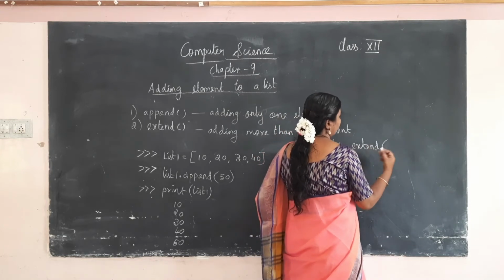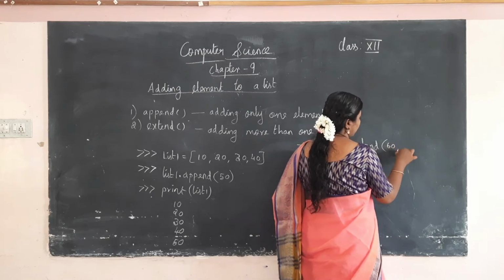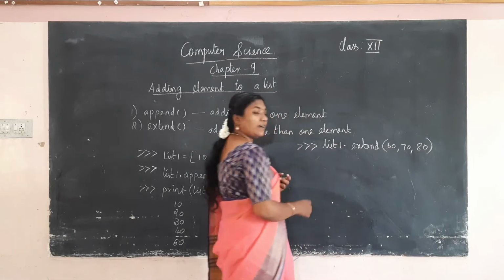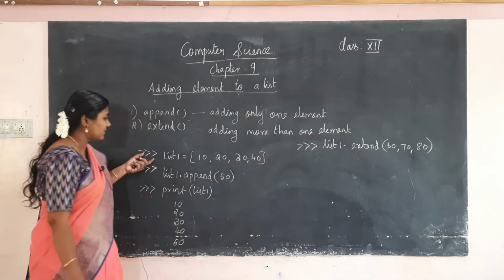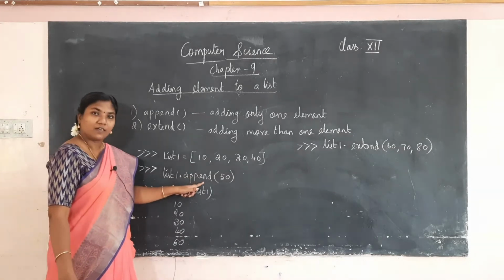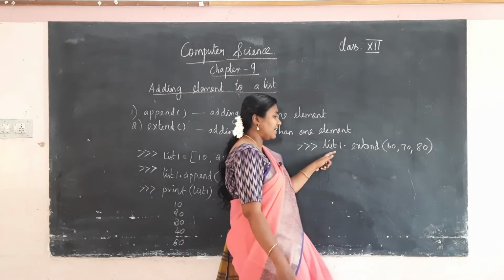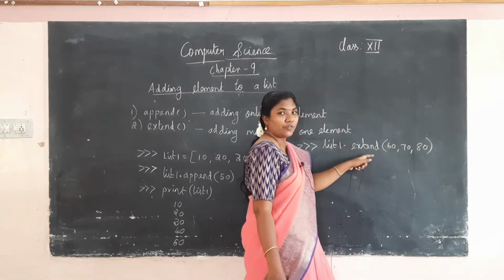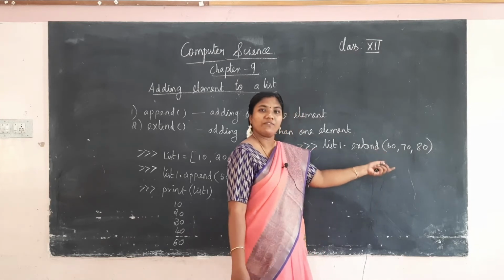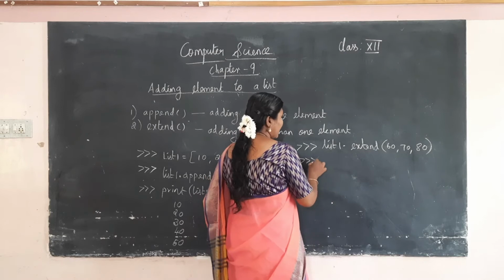I am going to give many values, like 60, 70, 80. Already I have created a list. In list 1 I have 10, 20, 30, 40, and with the append function I have added another one, 50. Now with list 1 I am going to use extend. Using the extend function I am going to add more than one value, that is, I am going to add 3 values. So now I have added 3 values to list 1.